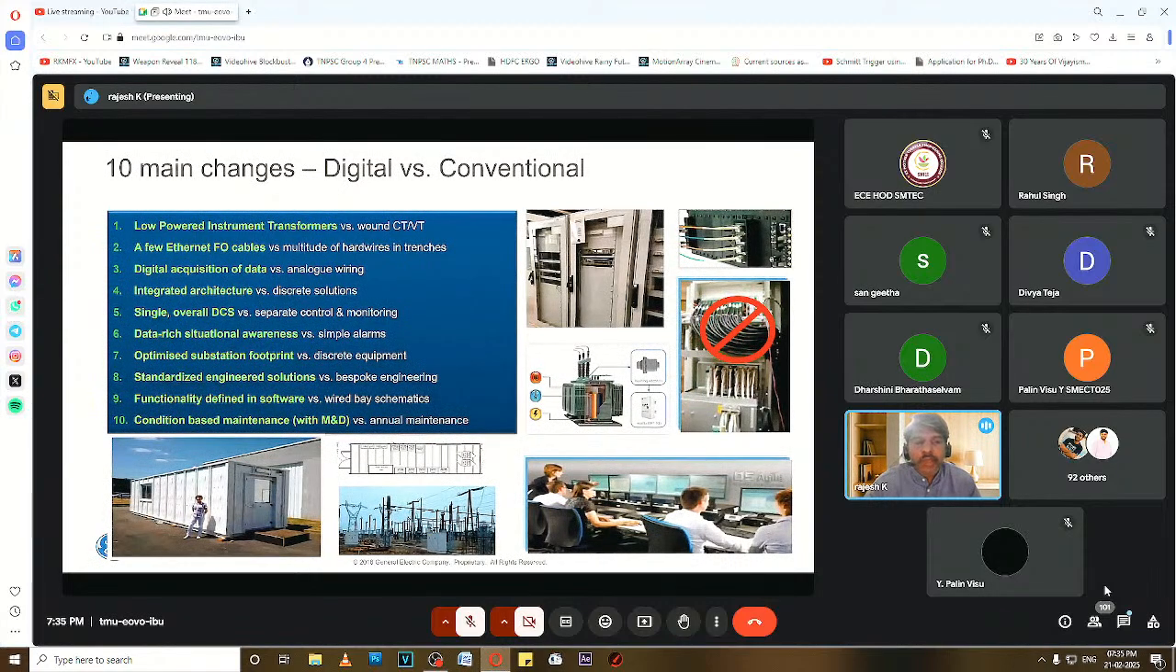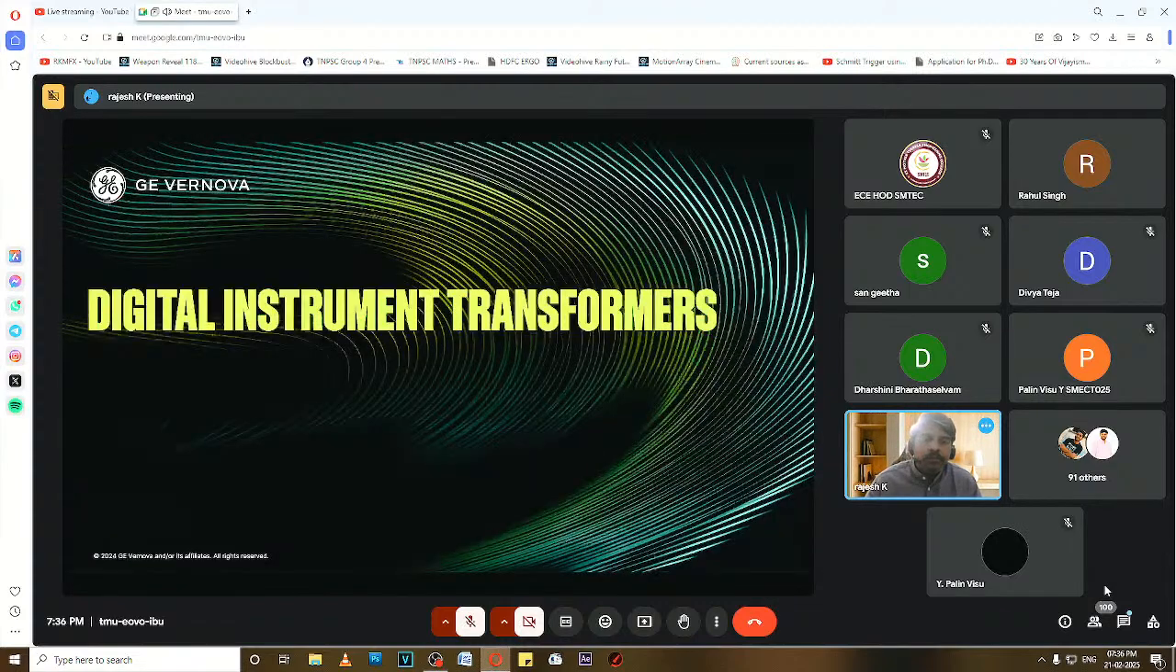So your panel diagram will be much more standardized, and there will be a lot of logic and interlocks defined in the software rather than in the hardwires. Okay. And the 10th one is very important. The moment you have all the data available in digitized format, it is easy to track and monitor it better. You can have better condition-based monitoring rather than having an annual routine maintenance without a need, or sometimes we may miss some major maintenance requirements.